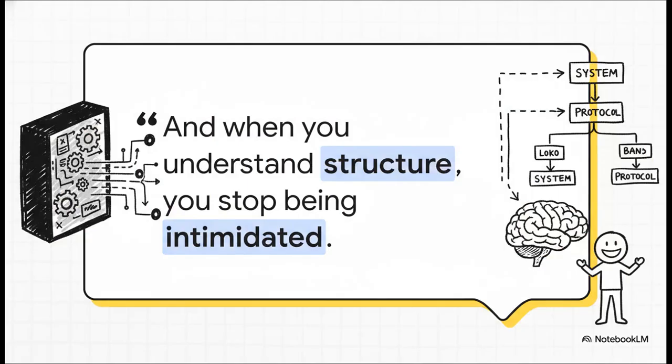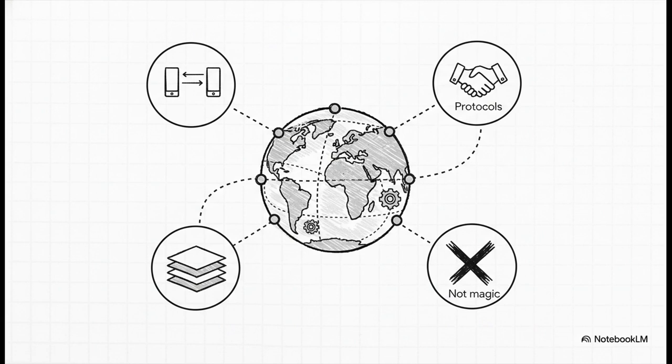Our source material just nails it with this quote. When technology is a black box, it feels intimidating. But the moment you understand the structure, that intimidation goes away. You realize it's just a system. Yeah, a complex one, but a system that can be understood. So here it is, that one-sentence summary for your week. The internet is not magic. It's an understandable system built on structured communication, governed by agreed-upon rules, and organized into logical layers.